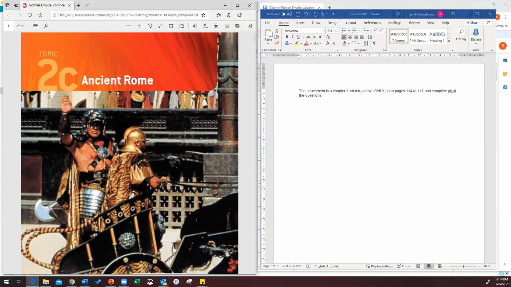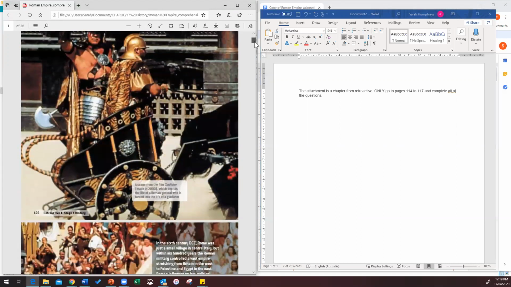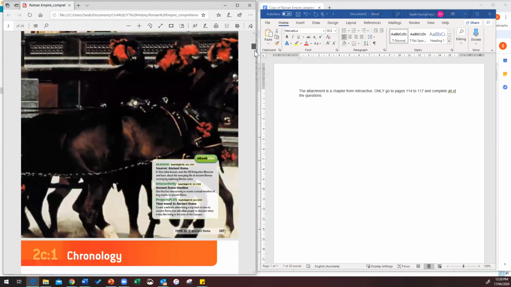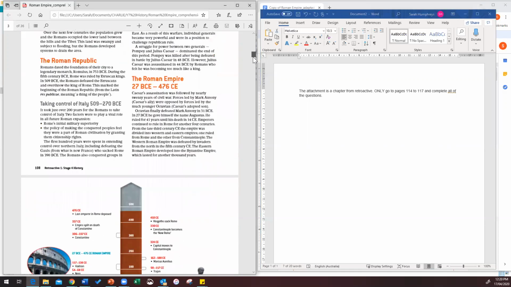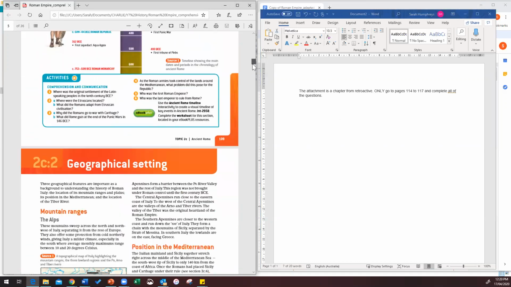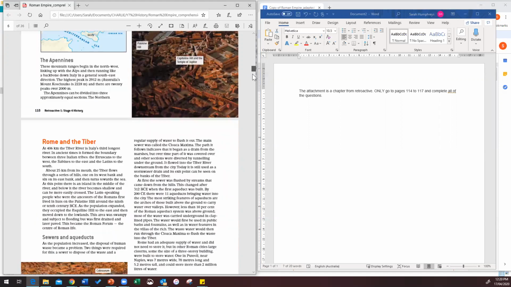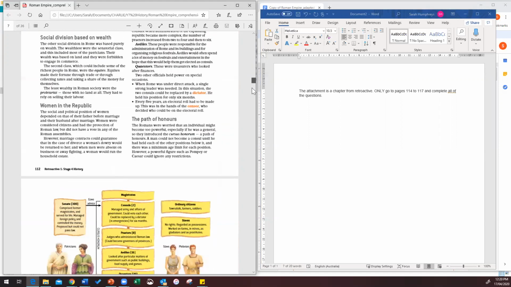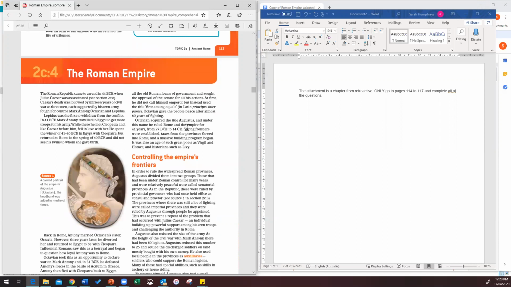I've opened the attachment, and as you can see up here in the top left of my screen, there are 36 pages to this chapter. I need to go to page 114. Now, this might seem fairly straightforward, but for some of our students, this is potentially a barrier, wading through unnecessary information to actually get themselves to the right spot. So we'll get to page 114, the Roman Empire.